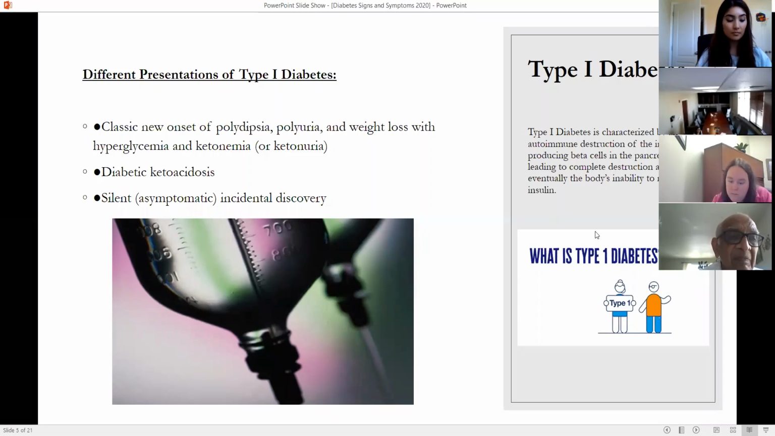And so they can present in many different ways. The classic symptoms are increased thirst or polyuria, polydipsia. They usually will have some weight loss and sometimes will have some ketones in the urine or in the blood. Some people actually present already in DKA, and other people are asymptomatic and it's just incidentally discovered. Next slide.